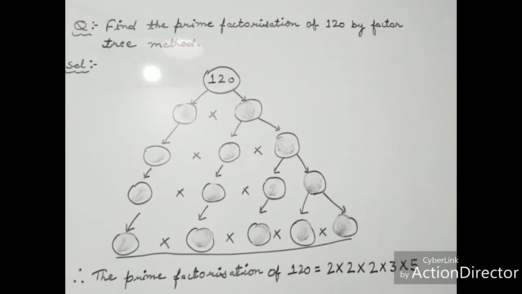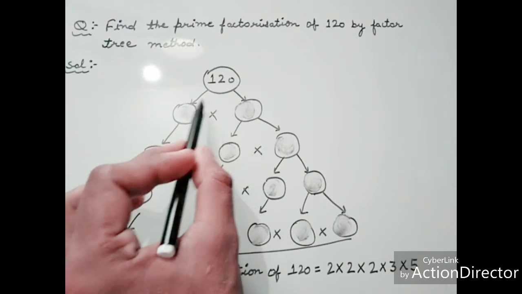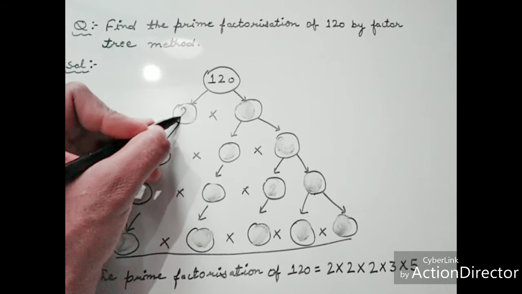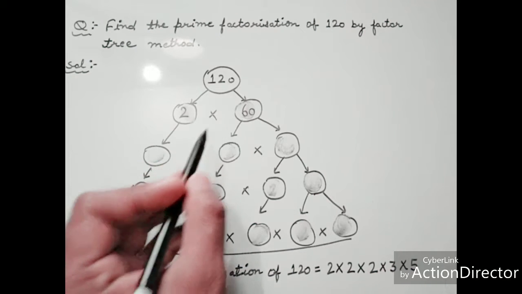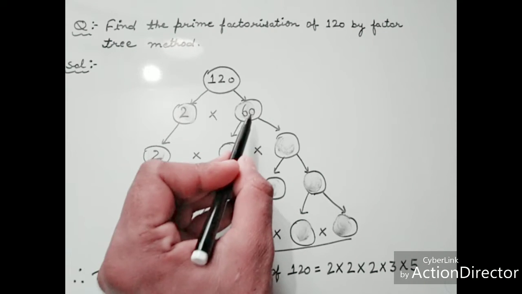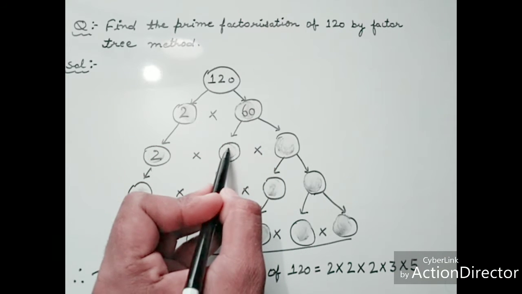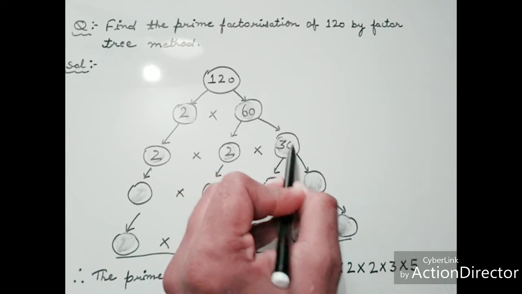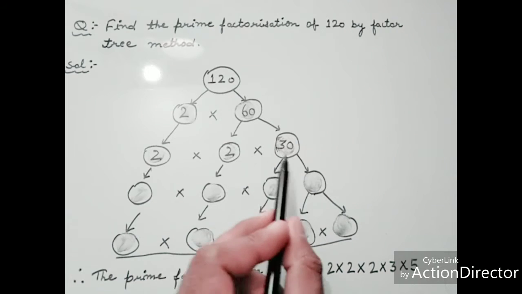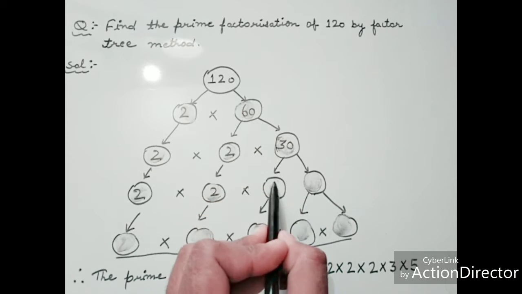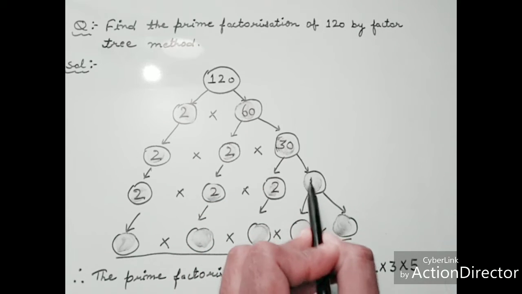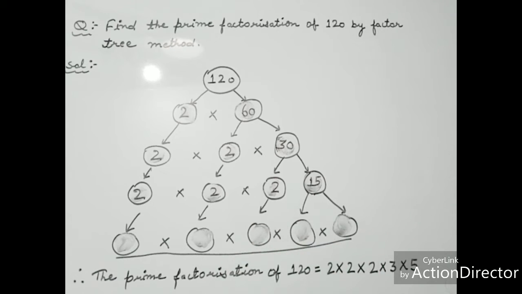Here we also factorize this number 120 in another way and make a factor tree of this number. So first we divide 120 by 2, so we get 2 multiply by 60. Then we write 2 as it is here, then divide again this 60 by 2, we get 2 multiply by 30. Then again we write 2 as it is here, and then again divide by 2, we get 2 multiply by 15.